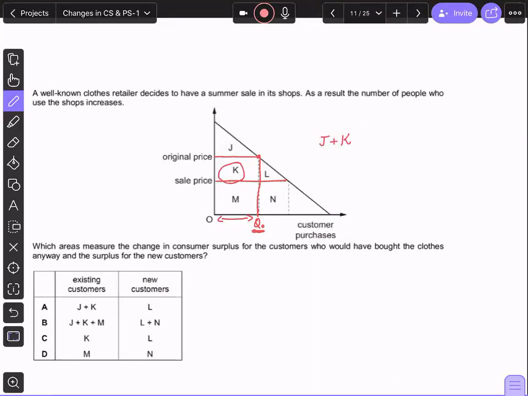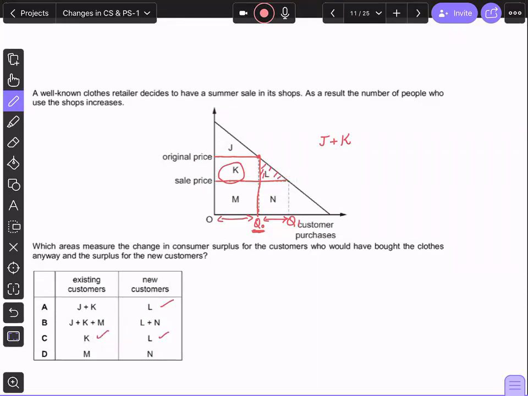Area K add हो जाएगा, and ये जो Q1 तक आ रही है quantity, Q naught से Q1 तक, ये किन लोगों की quantity है? जो अब आए हैं गुड खरीदने के लिए because of the sales. इनकी मोटिवेशन सेल्स थी. So area L will be for the new consumers. सही है, and what is the change for the old consumers?